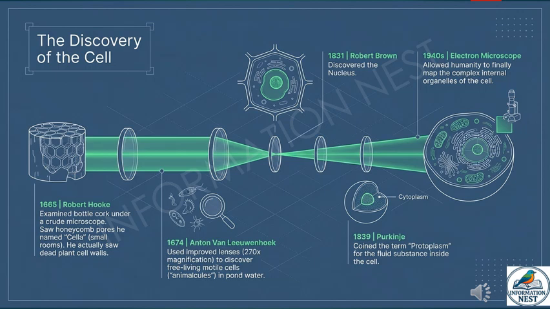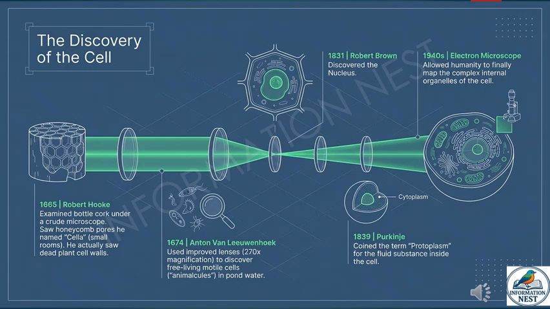Fast forward to 1674. Anton von Leeuwenhoek, the guy with the super lenses, decided to look at a drop of pond water. Imagine his face when he saw things actually swimming back at him. He called them animalcules, which is honestly a much cuter name than bacteria. It took us another 150 years to realize these things had a brain, aka the nucleus, and some internal goo called protoplasm. Science moves slow, people. It's like waiting for a YouTube video to buffer for 2 centuries.